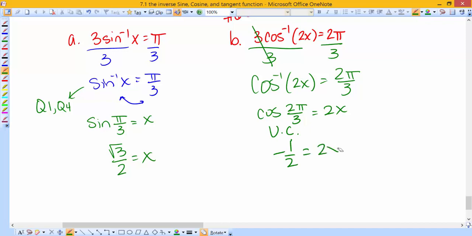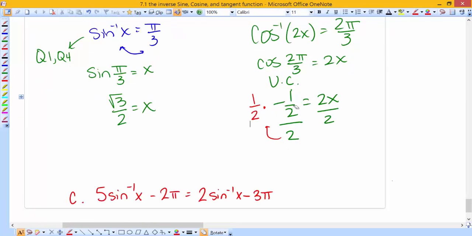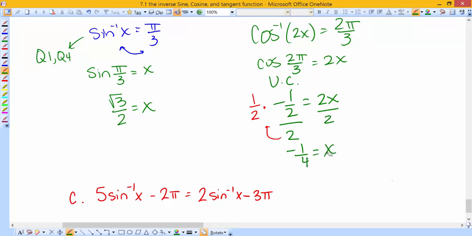And it equals 2x. So I'm going to divide by 2. I'm taking a fraction and I'm dividing it. So it's going to end up giving me a smaller number because I'm dividing it by 2. So I'm going to take the reciprocal, so it's going to be times 1/2. 1/2 times negative 1/2 is 1/4. So I have negative 1/4 equals x. And the last one.